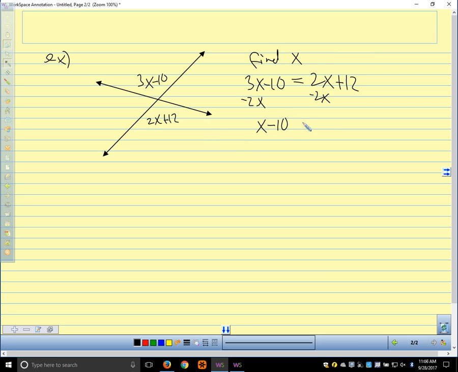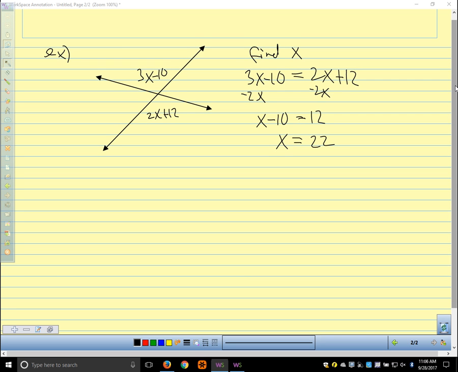So I get x minus 10 equals 12. Add 10 to both sides, and x equals 22. And if the problem then asks us to find the measure of the angles, we'd plug 22 in here for the measures of the angles. And if you weren't sure you did the problem right, you could plug x in and make sure that both of those were equal. I think we're pretty good here. All right, questions on that problem?